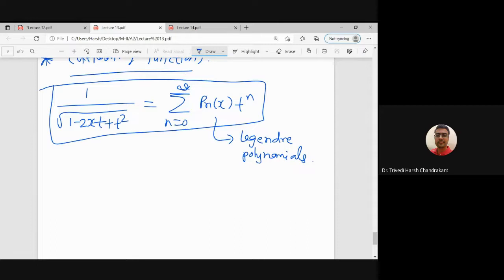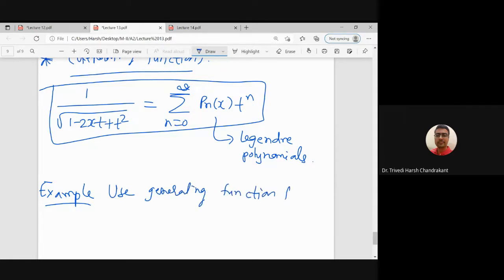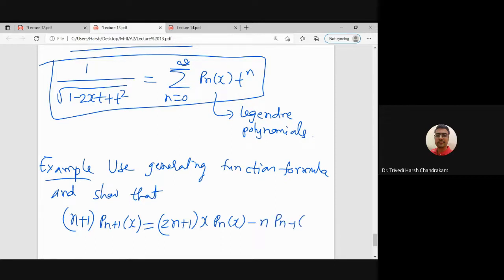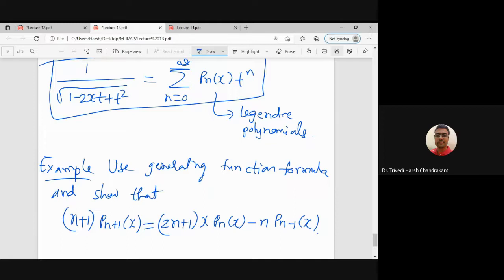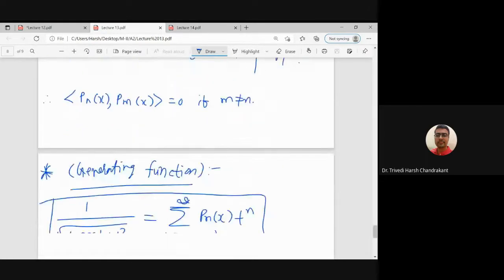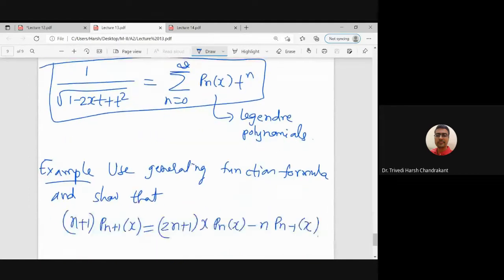So let us use the generating function formula and show that the Legendre polynomial satisfies this equation: (n plus 1) P(n plus 1) x equals (2n plus 1) times x Pn x minus n P(n minus 1) x. Right, so using this generating function formula, can we show this?